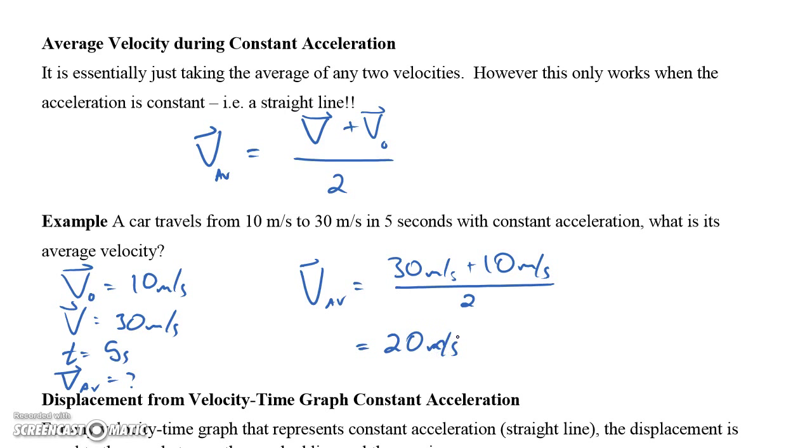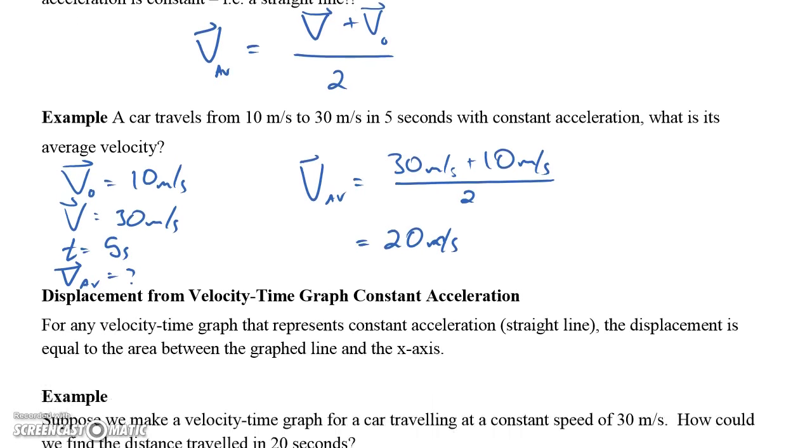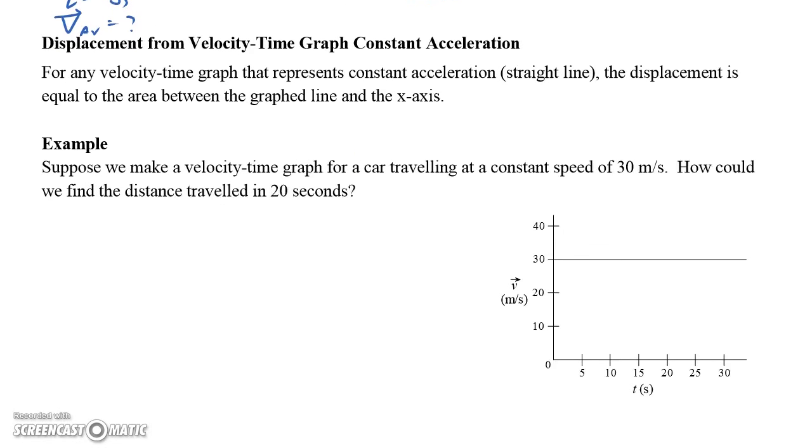The way to think about that is if there's a second car that's moving at 20 meters per second only, it will cover the same distance as something that is accelerating from 10 meters per second to 30 meters per second. So it's sometimes a useful thing to think about the average, because it'll help us calculate the displacement, which is what we're going to do right now.